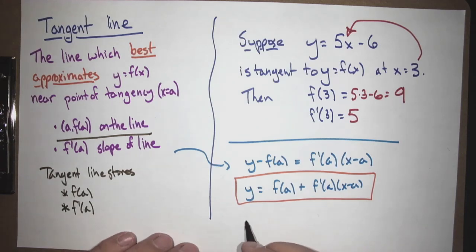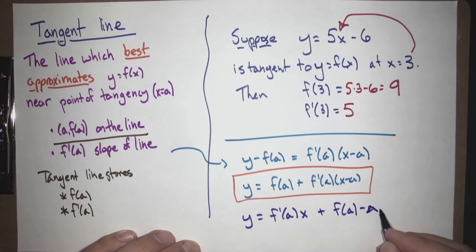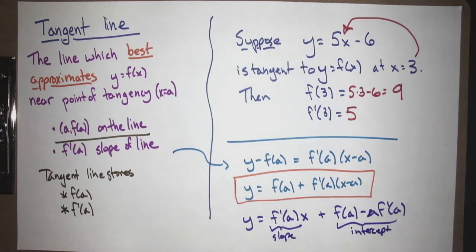The other way, of course, you can write it is you can just multiply this out. Y equals f prime of A times x plus f of A minus A f prime of A, where this is your slope and this is your intercept. So this is called slope-intercept form. Whichever way you like, that's great, as long as you have it in some way.